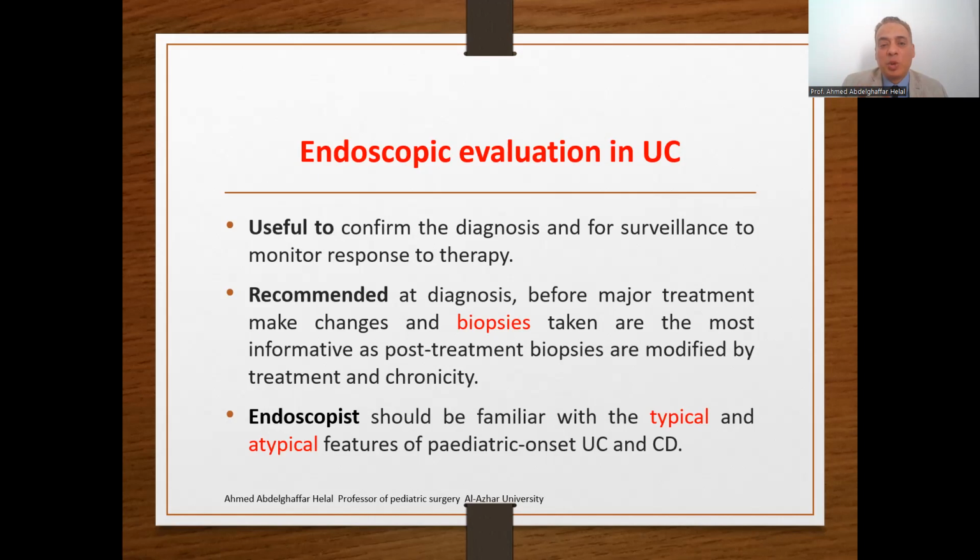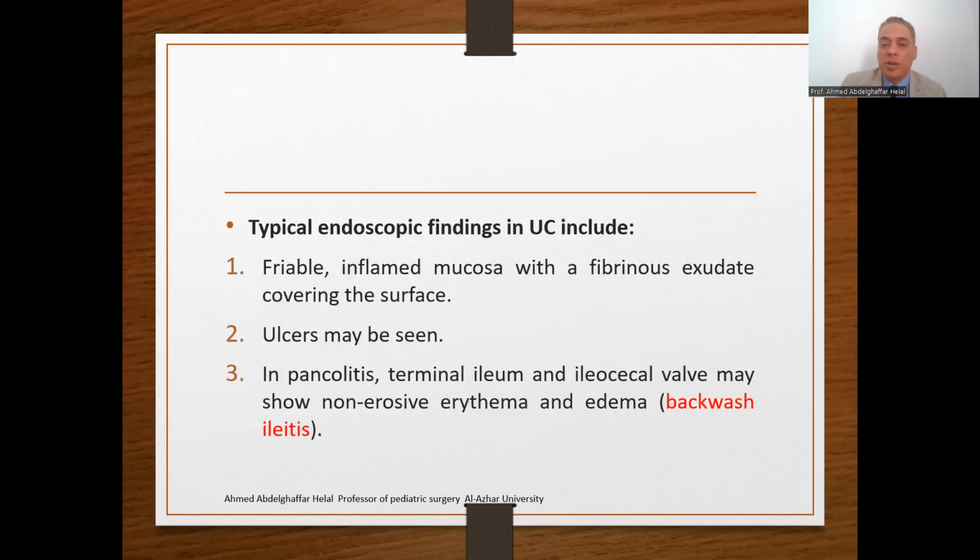The first biopsy is the most informative, as post-treatment biopsies are modified by the treatment and the chronicity of the disease. The endoscopist should be familiar with the typical and atypical features of pediatric onset ulcerative colitis and Crohn's disease. Typical endoscopic findings in ulcerative colitis are related to the mucosa: friable inflamed mucosa, fibrinous exudate, and maybe ulceration. In pancolitis, the terminal ileum and the ileocecal valve may show non-erosive edema and erythema from backwash ileitis.